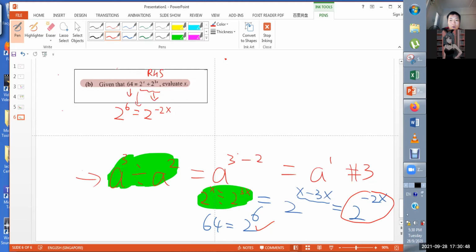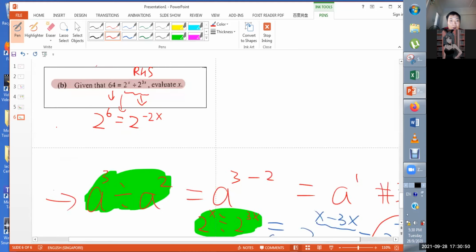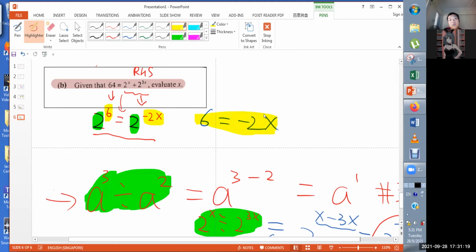So what do you think is next? Can you see that you have the 2 here? Both have the 2 as the base. So basically 6 is equal to negative 2x. So you pick these up to form this equation. With this, you can simply write x is equal to negative 3. That's the answer.